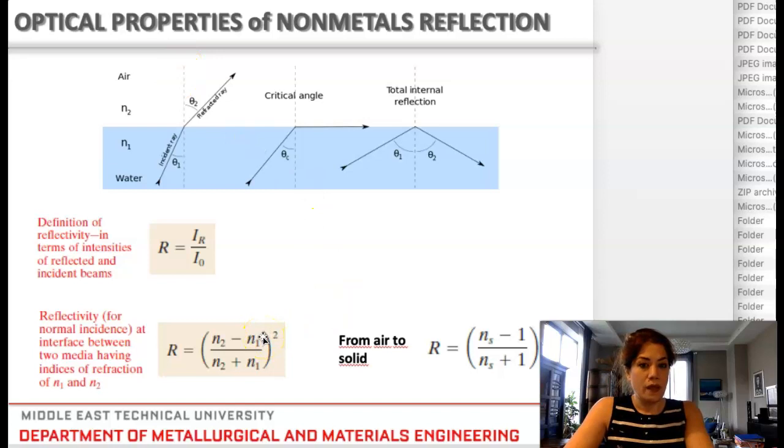Okay, from air to solid, for example, N1 is air, N2 is the solid material. Okay, 2 is where it's going to, 1 where it's coming from. So if I take the difference between them and ratio it to the addition of those refractive indexes to each other, the larger the difference between them, like N2 being much larger than N1, then this ratio will be larger.